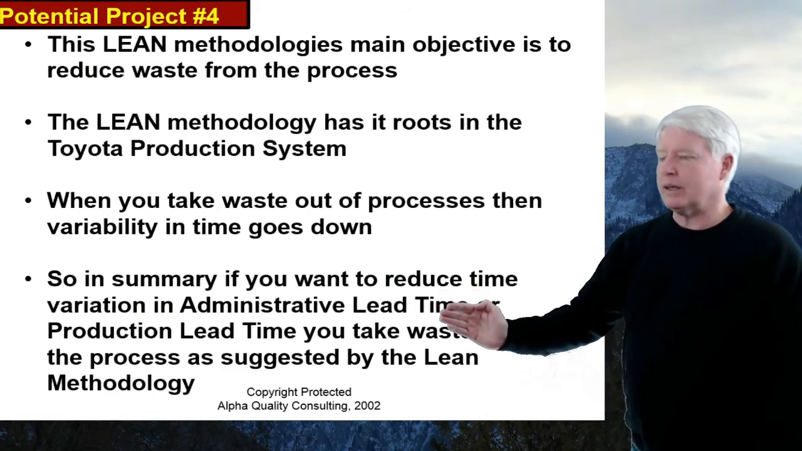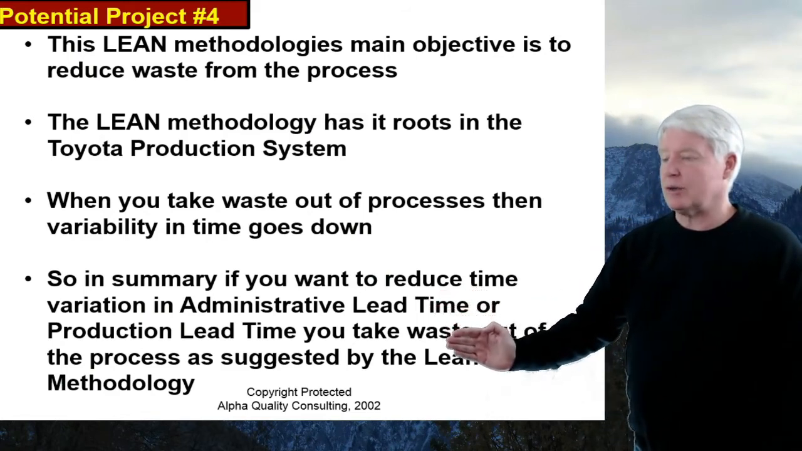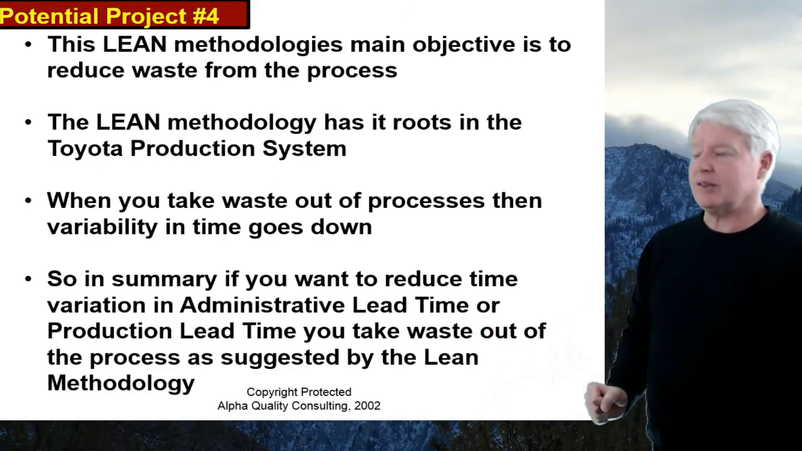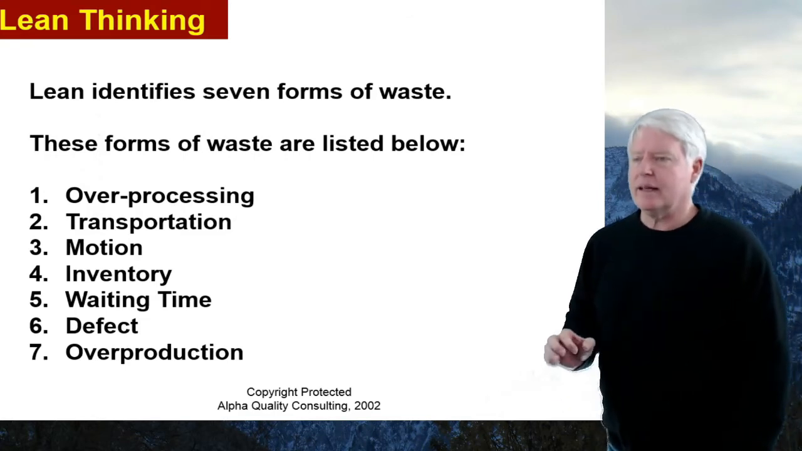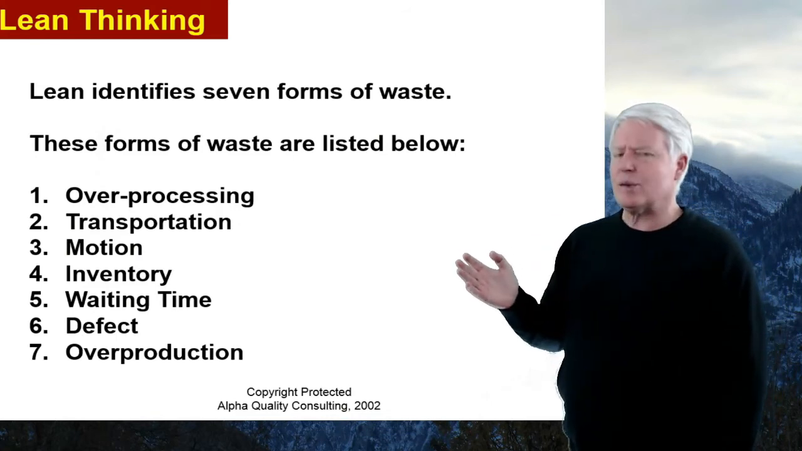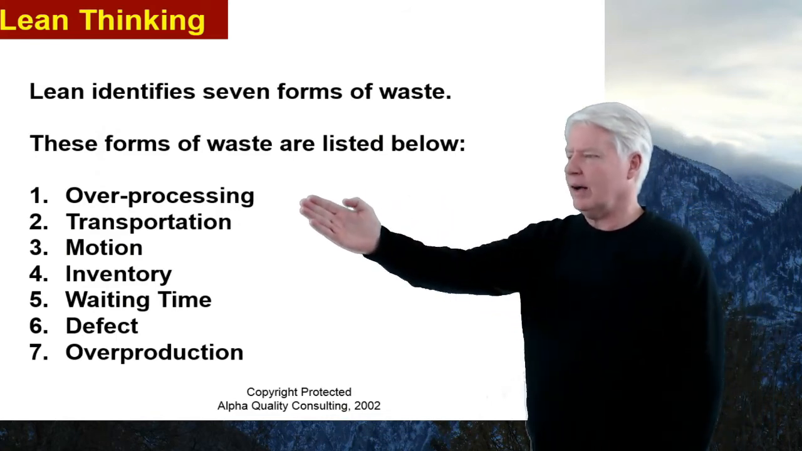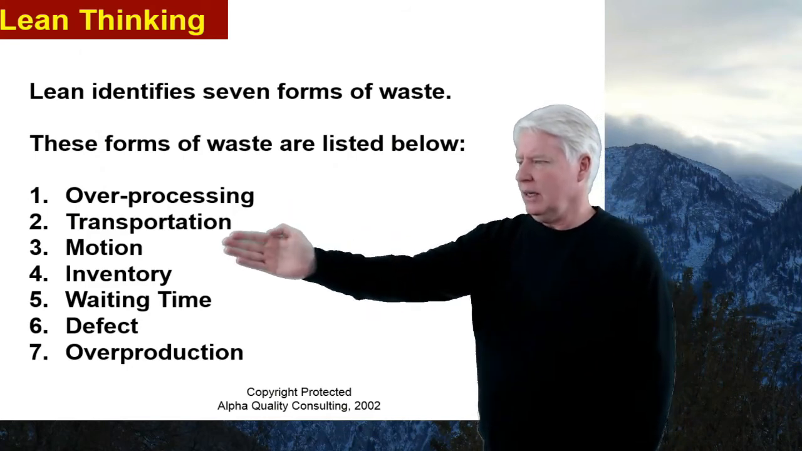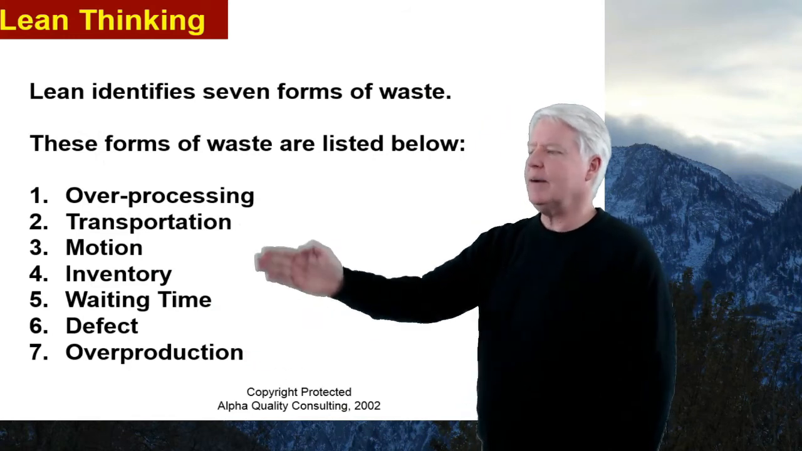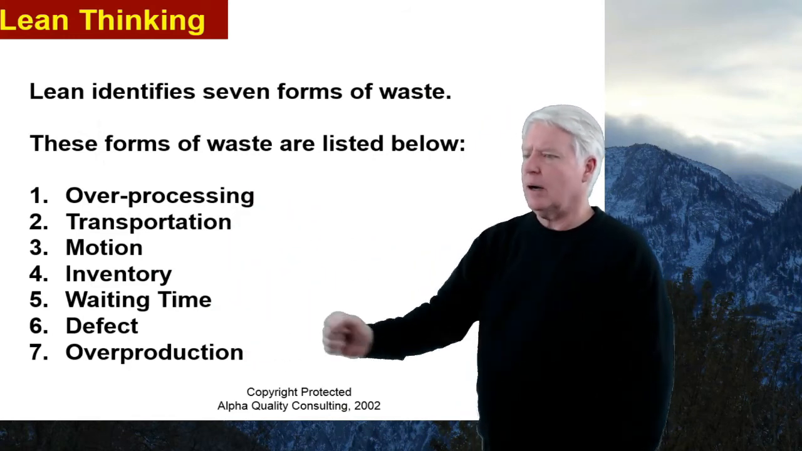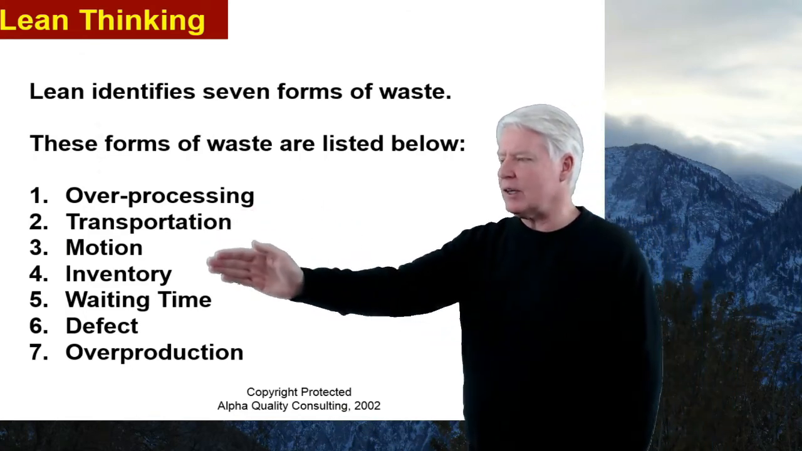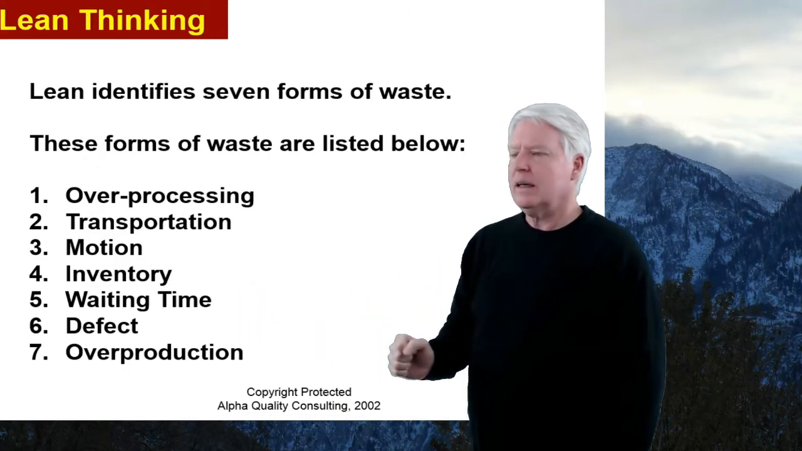So in summary, if you want to reduce variation in administrative lead time or production lead time, you must take waste out of the process as suggested by the lean methodology. And the next logical question would be, well, what is waste? Well, here is waste. Overprocessing, transportation, motion, inventory, waiting time, defect, and overproduction. Now I'm not going to define each one of these here, but when you get into the lean part of this class, they'll go into great detail what each of these means, and you need to go work on those.